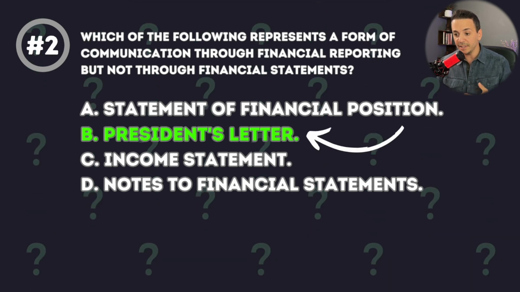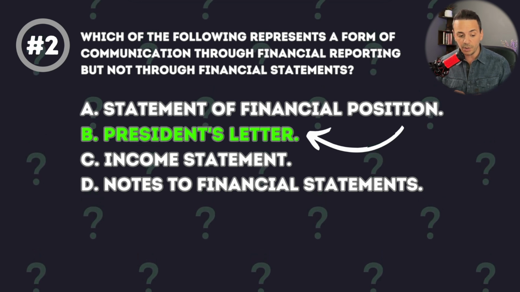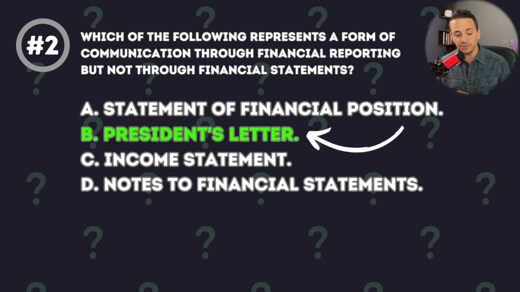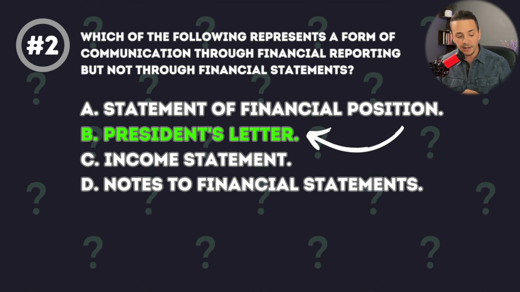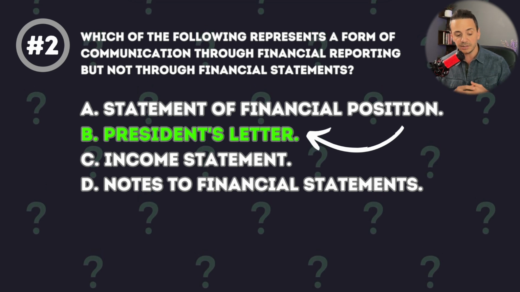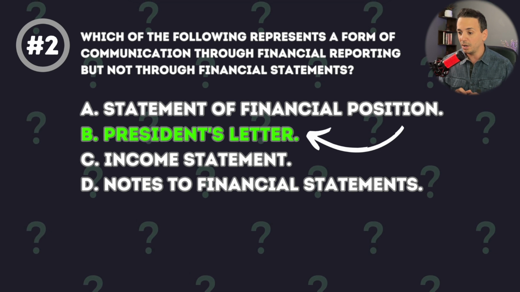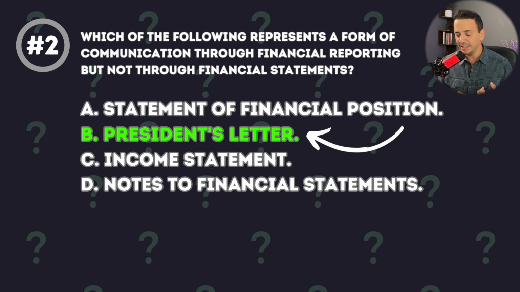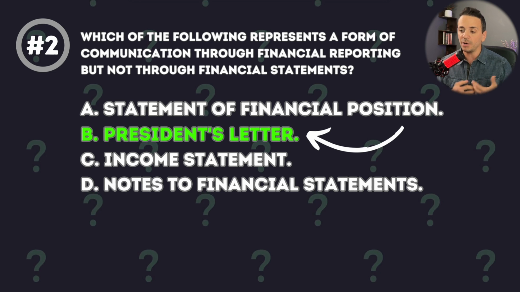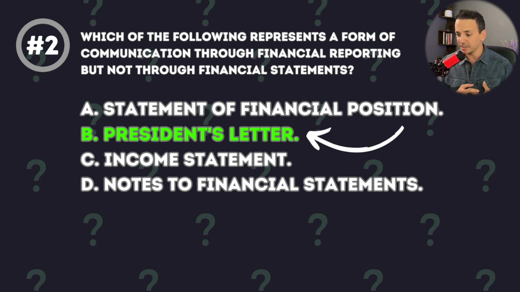Of course, the answer is President's letter. President's letter is usually the first part of the annual report and is a primary way for the company's management to communicate with stakeholders. And the letter typically highlights the company's performance over the past year and discusses current and future business strategies. Of course, answers A and C are financial statements. The notes to the financial statements are considered part of the financial statements. So the correct answer is B, the President's letter.